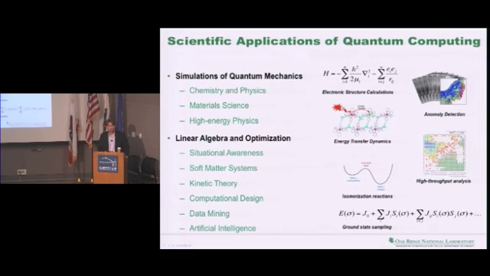But there's a second group of applications that I would put more in the applied math arena, things like linear algebra and optimization. I think this is a really important area as well, because we see things like data mining and artificial intelligence emerging as key applications for the future, and quantum computing may intersect there as well.